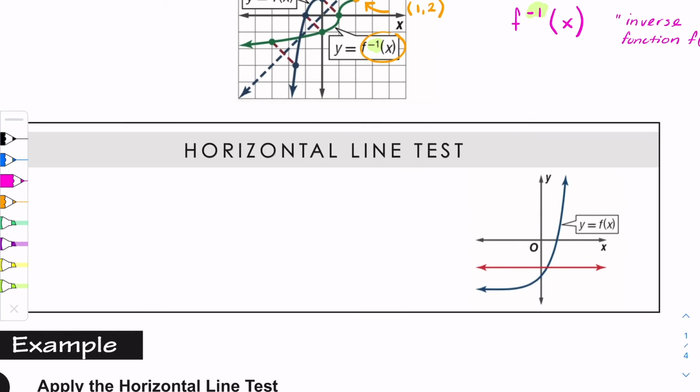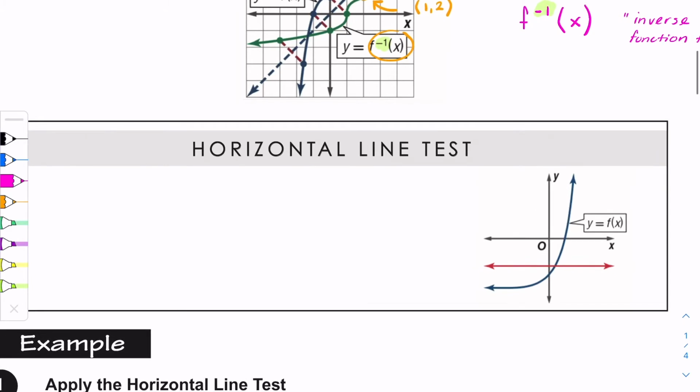The horizontal line test is much like the vertical line test, which we've previously done this year. The horizontal line test is when you run a horizontal line through the graph. A function has an inverse if and only if each horizontal line intersects the graph of the function in at most one point.